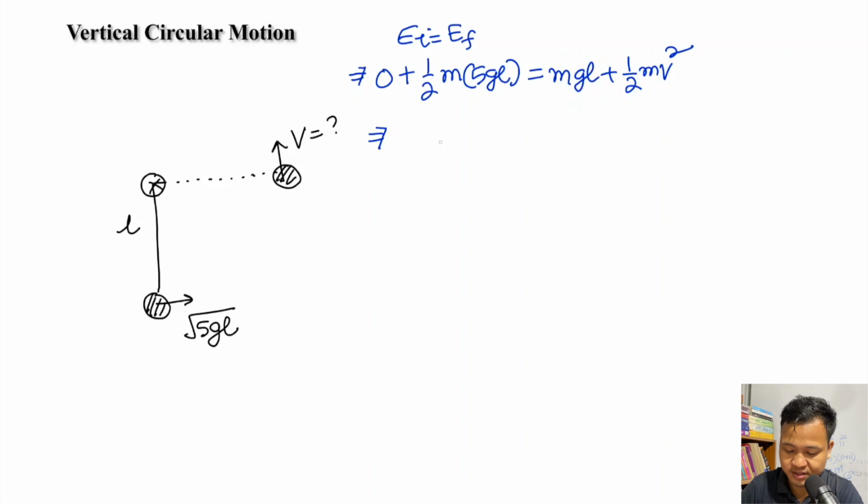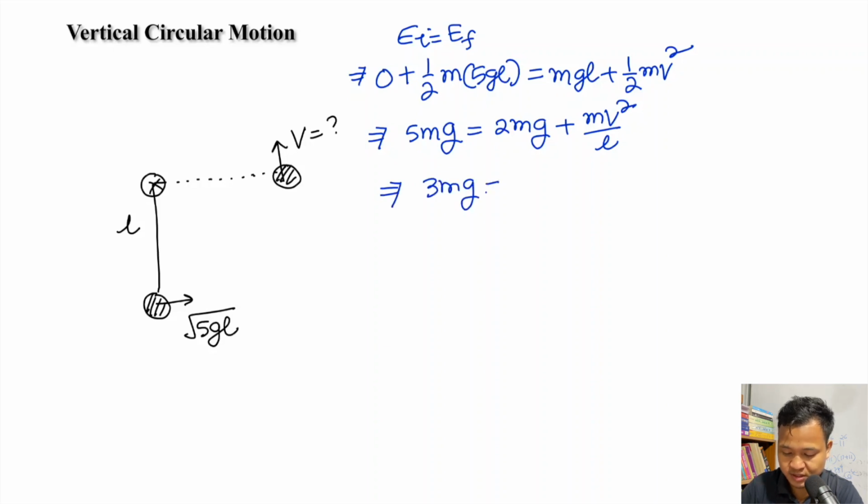So divide by L, multiply by 2 on all sides. So I will have here 5 mz, okay, should be equals to 2 mz plus mv squared divided by L. Okay, so 2 mz transfer. So 5 minus 2 is 3 mz should be equals to mv squared divided by L. Equation number 1.